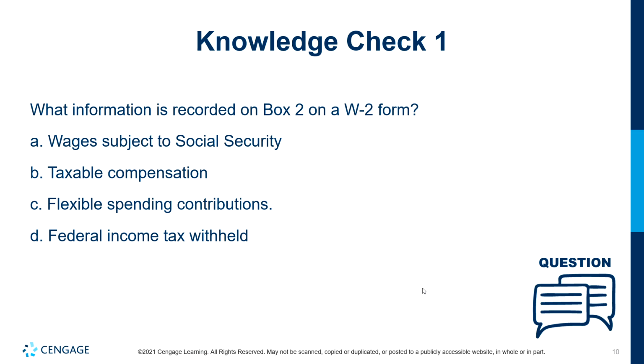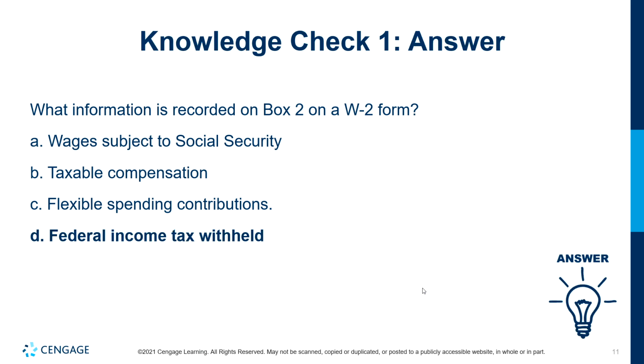It's going to be about W-2s. What information is recorded on box 2 on a W-2 form? Pause and see if you can answer. Alright. So, the obvious answer is going to be D, federal income tax withheld. Again, box 1 has wages, box 2 has our federal income tax withheld, our FIT withheld.